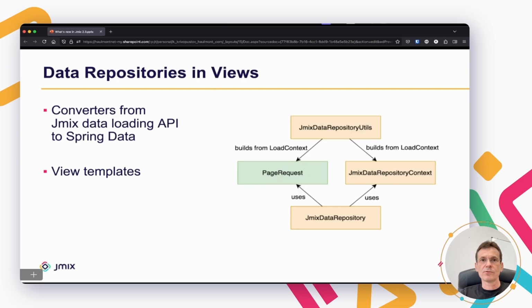Okay, let's move on to the next feature. This release completes the support for Spring Data repositories. It makes them first-class citizens in the Jmix ecosystem. Now you can easily use them in your views to load and save data, while still being able to take advantage of all the standard Jmix UI features, such as filtering, pagination, and sorting. The new Jmix Data Repository utils class can extract data loading parameters from the Jmix load context and create the objects that can be used by Jmix data repositories.